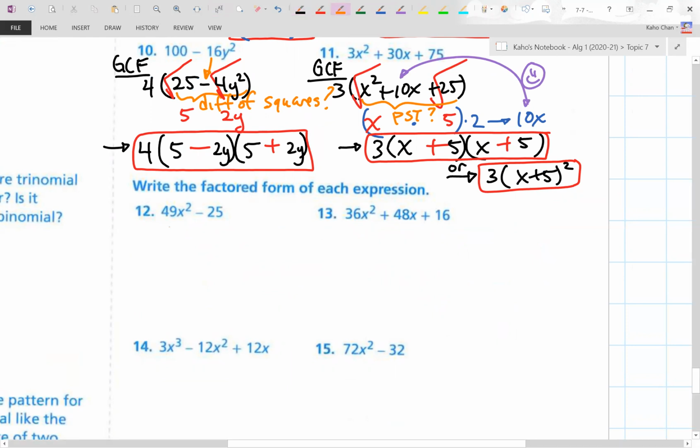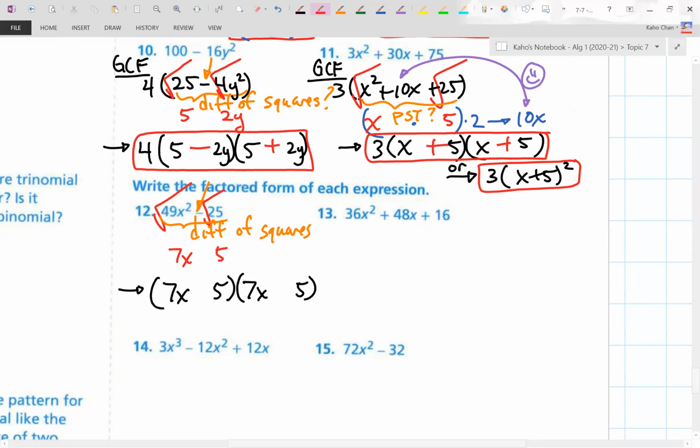Number 12 is a possible difference of squares. This is extra practice. Yeah, there's a minus sign. 49x squared is 7x. That's square rootable. 25 is square rootable. Oh, yay, there it is. This is minus plus. Well, this isn't too bad.